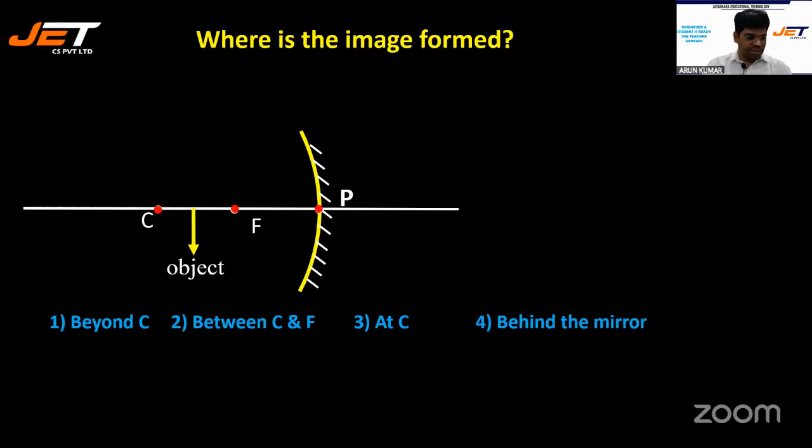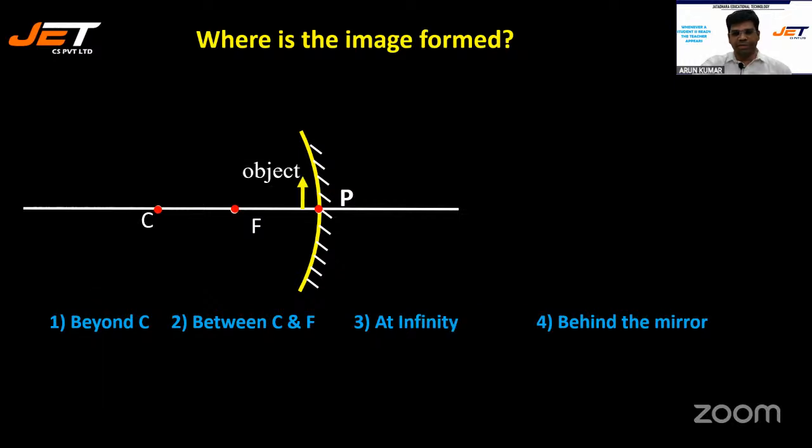Correct. Andrew is correct. Raghu is correct. Harish is correct. Shravanti, absolutely right. Object is between C and F, students. Vaishnavi, object is between C and F. Yes, beyond C, Prasanna. Prasanna, object is between C and F. He is asking where should the image be formed? Where will the image be formed? Yes, beyond C, absolutely right.